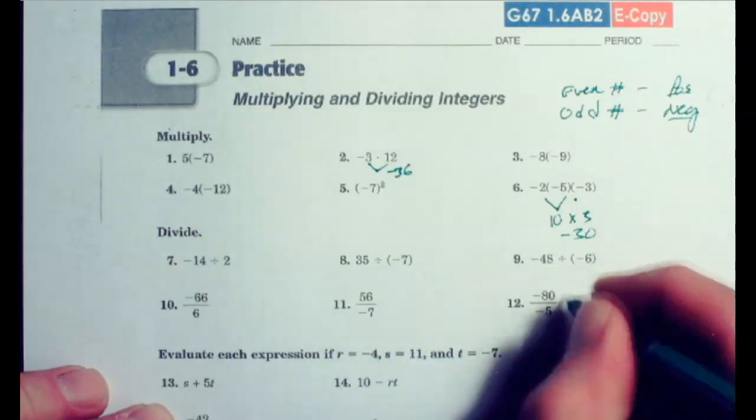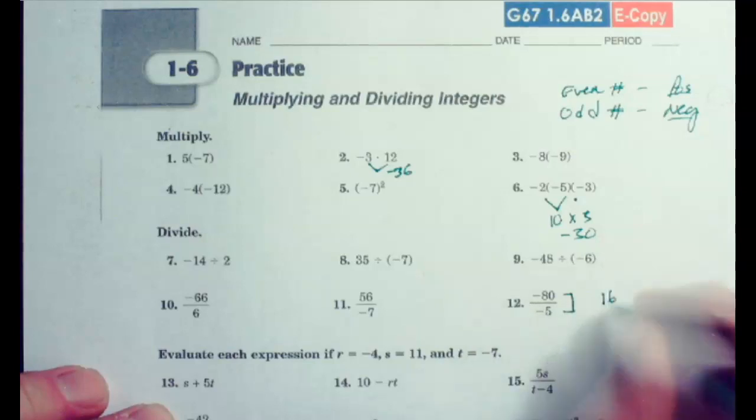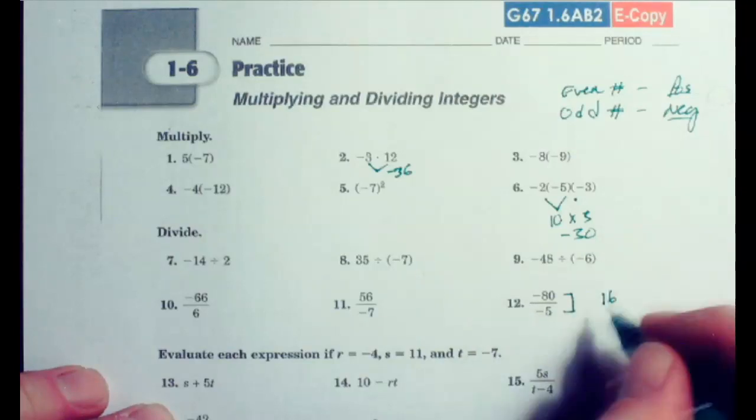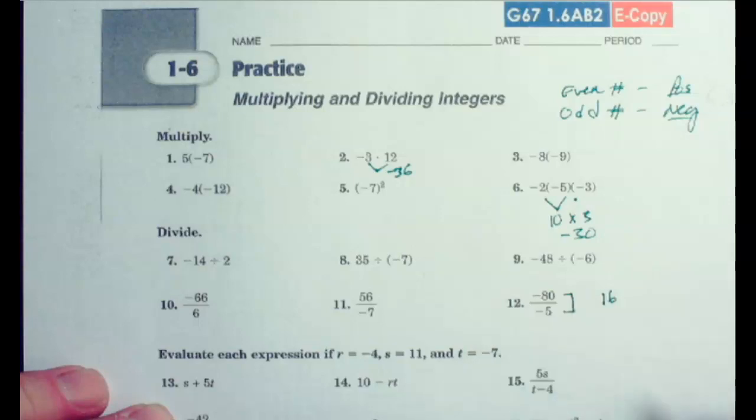Here, 80 divided by 5 is 16. That's a positive 16 because we have 2 negative signs there.